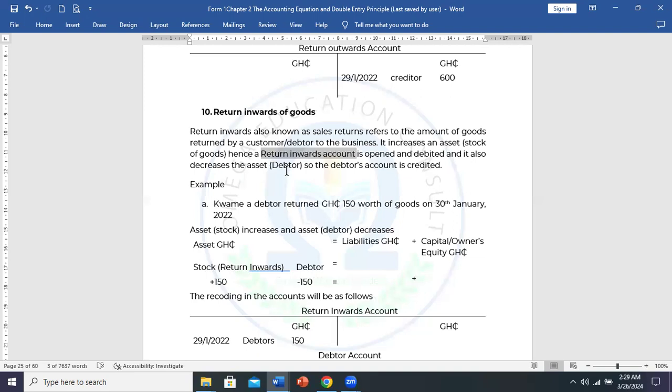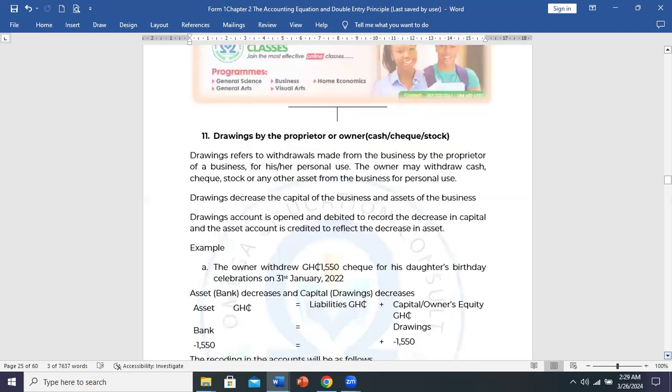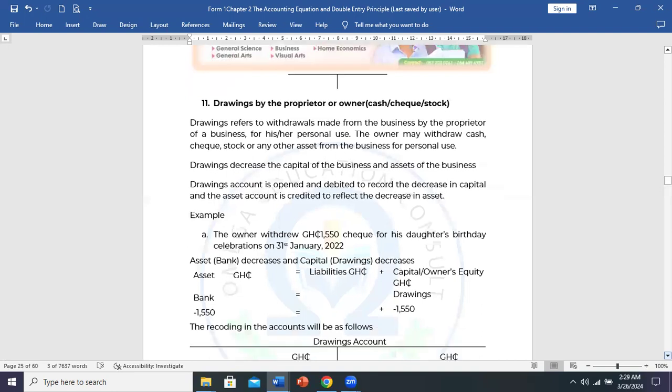Whilst in return outwards, you will credit return outwards and debit the supplier or creditor. So take note of that. Any confusion on that? Okay, no confusion. So let's pick our last transaction. That's drawings by the proprietor or the owner.